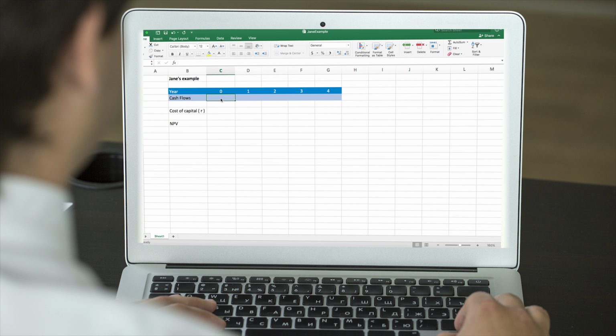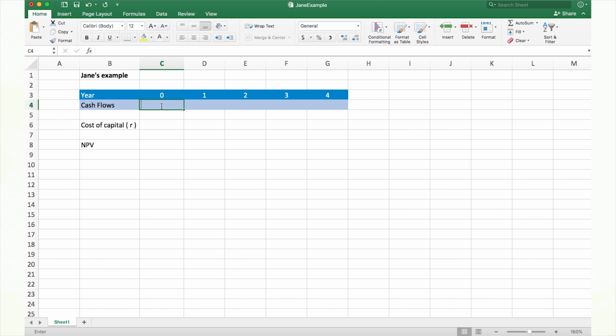We can compute the NPV of this project using Excel. We will use the NPV function that we learned in Module 1. First, enter the cash flows in order, starting with the cash flow today. Next, enter the discount rate.